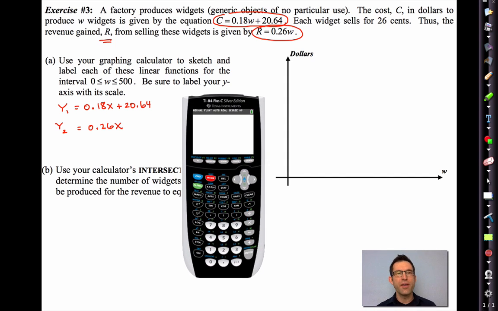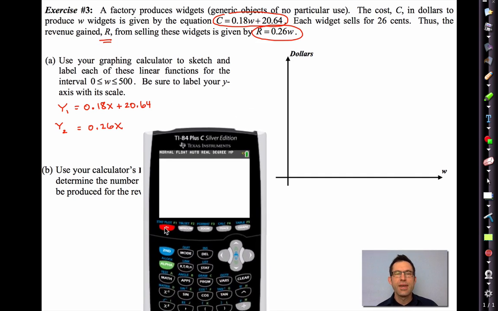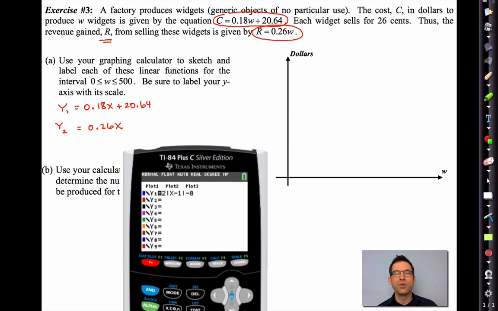There it is. Okay. Let's put these in y1 and y2. So let's hit the y equals button. If you've got any equations in y1, y2, etc., get rid of them. So let's take a moment to clear out any equations we might have there. All right, I want to make sure you're staying with me. So let's put these two in. So in y1, let's put in 0.18 times x plus 20.64. Sorry, this takes a little while on here. It's probably quicker for you. In y2, let's put in 0.26 times x.